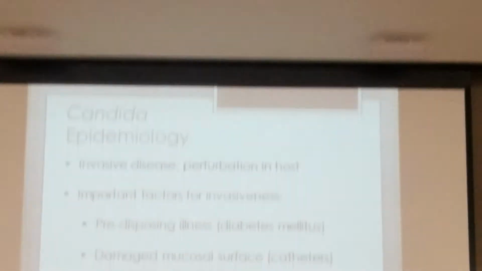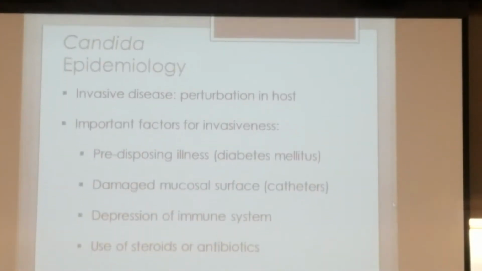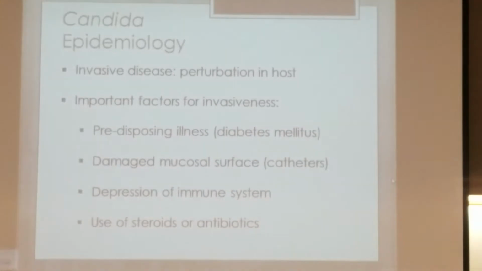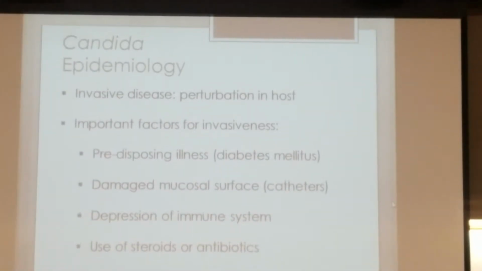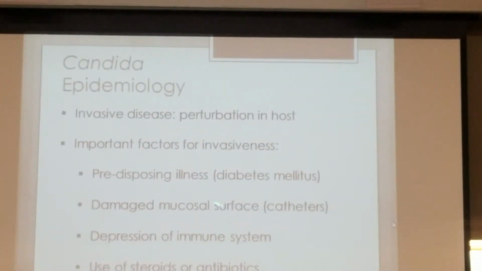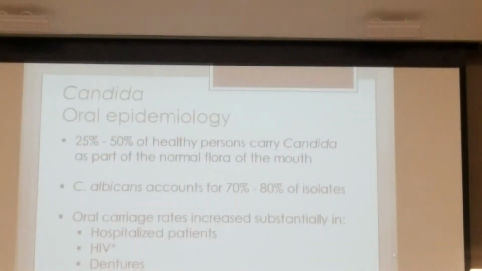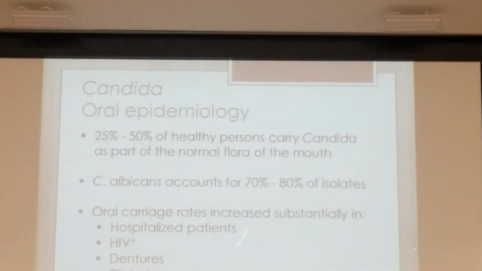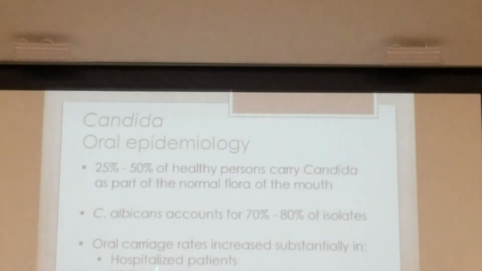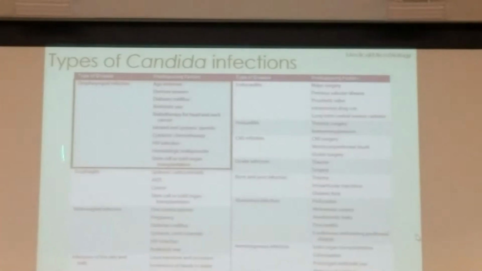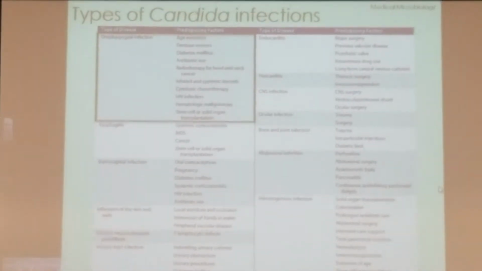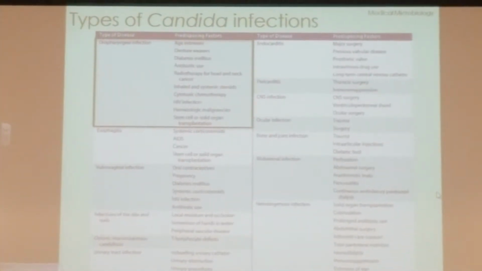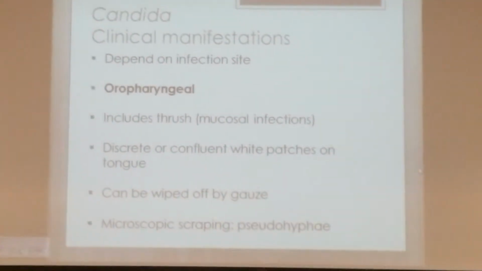Predisposing factors, you remember from yesterday, a lot of the fungi, one of the predisposing factors is diabetes, and obviously cancer treatment, any kind of hematologic malignancy, immunocompromise. So depression of the immune system. Remember, most of us carry it, so this is an opportunistic pathogen most of the time. And these are some of the people that know this. What are the risk factors for oropharyngeal Candida infection?